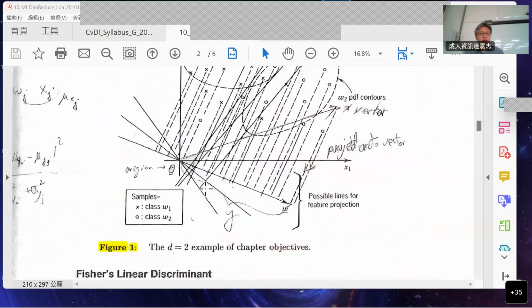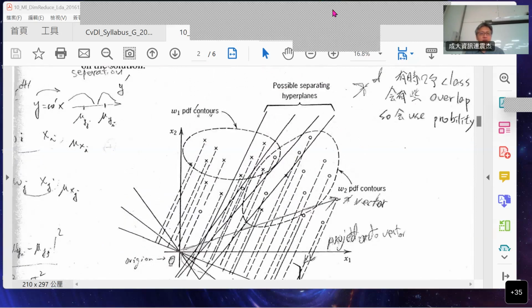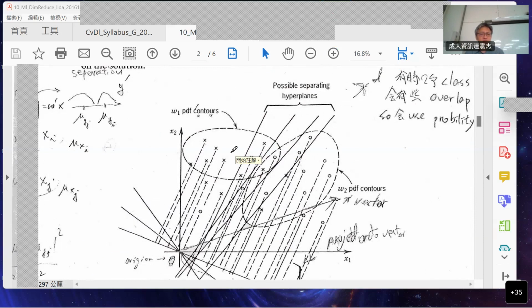What I am trying to say is, if you have an average value here in 2D, and you do the projection, there is a vector, and you project it to W. This one projected to W will be here. This mean value is based on all x. The other mean value is based on the other circle. This x, your projection in the y-axis.